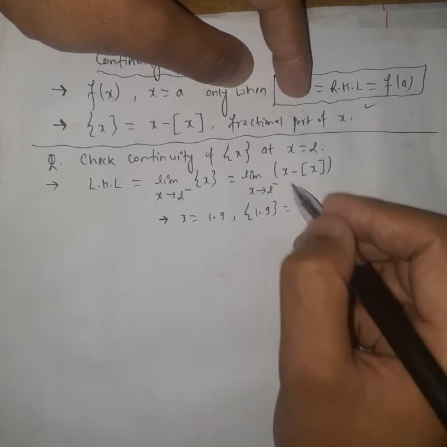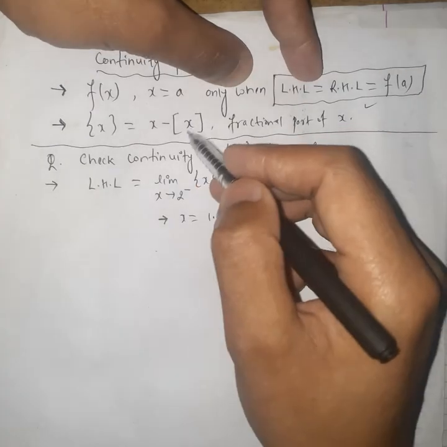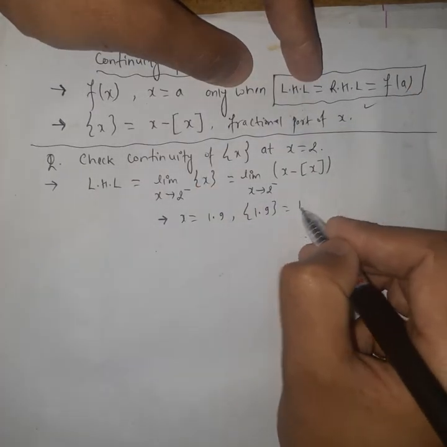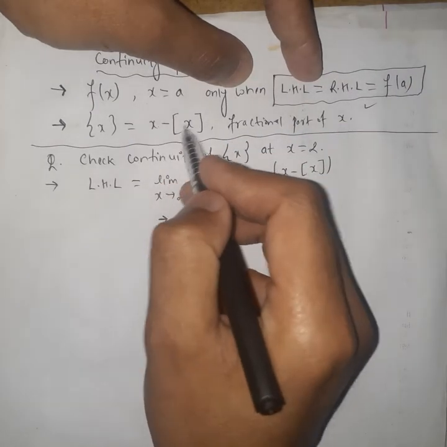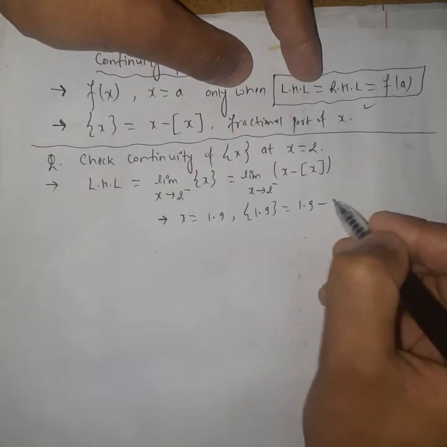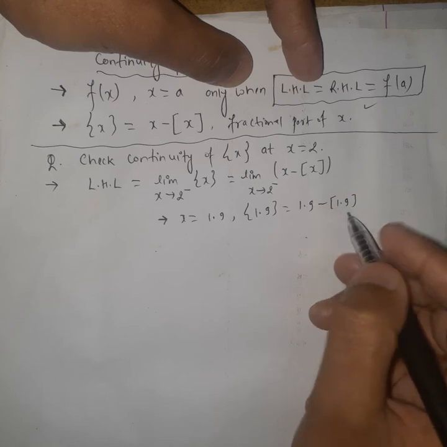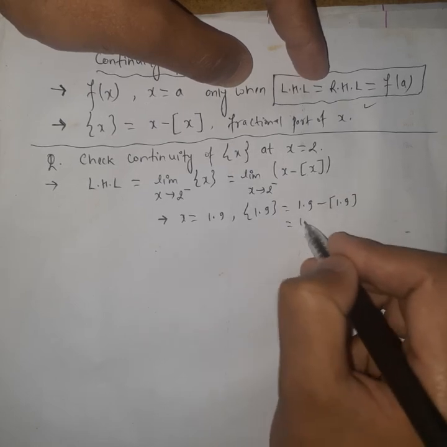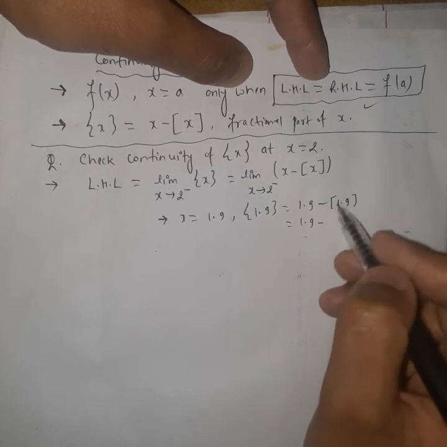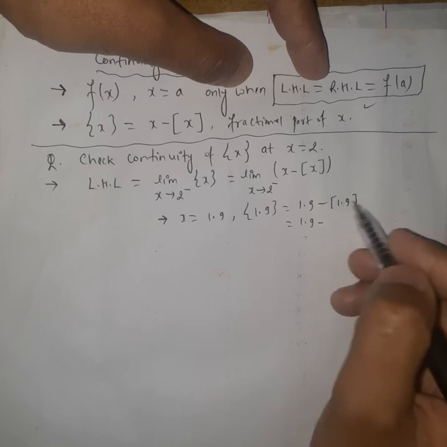Let's calculate from the definition of the fractional part. It is just 1.9, the value of x, minus the greatest integer of x. Here x is 1.9, so x minus the greatest integer of x is 1.9 minus the greatest integer of 1.9.